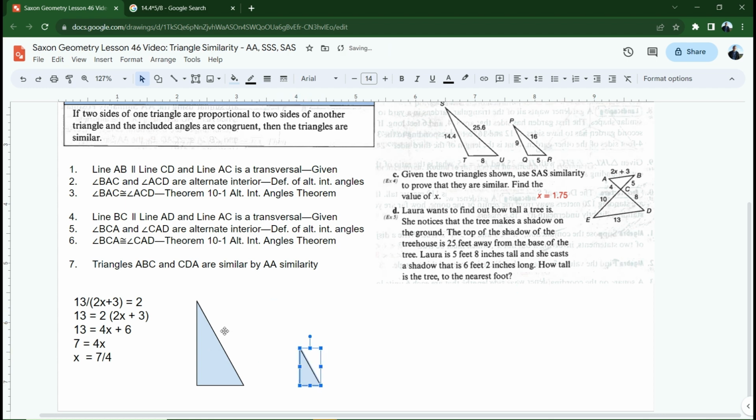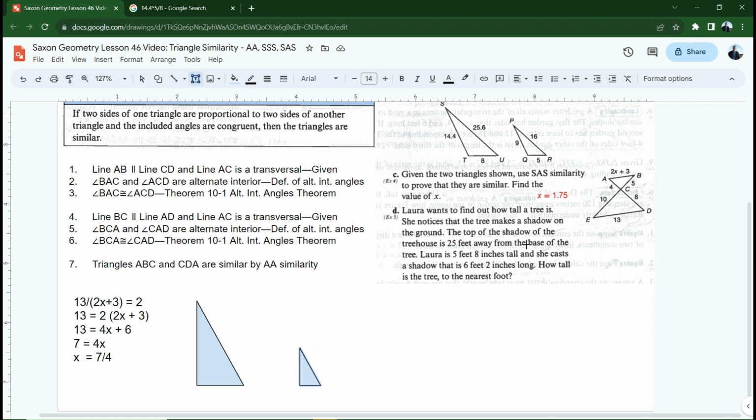Now, because the sun is shining at the same angle, we know that this angle here is going to be congruent to this angle here because the sunlight's coming in parallel. So this angle and this angle are congruent to each other. Also, this is going to be a right angle because the tree is standing upright and Laura's standing upright. So I've got angle similarity going on. And that's what I'm going to use. I know these two triangles are similar.